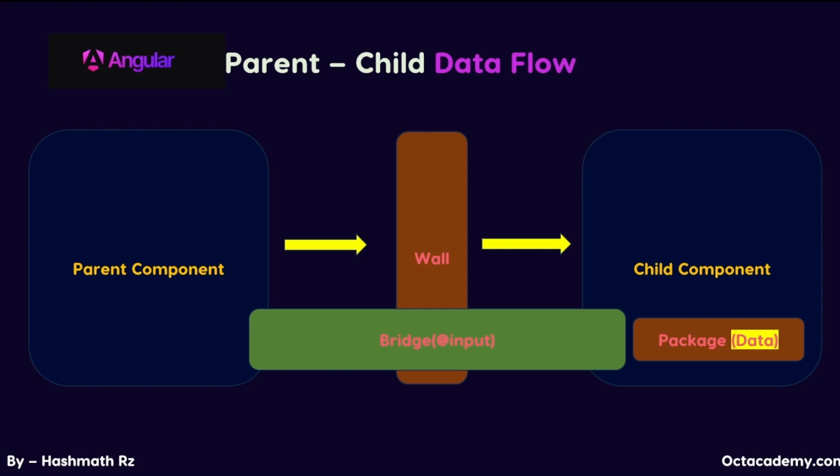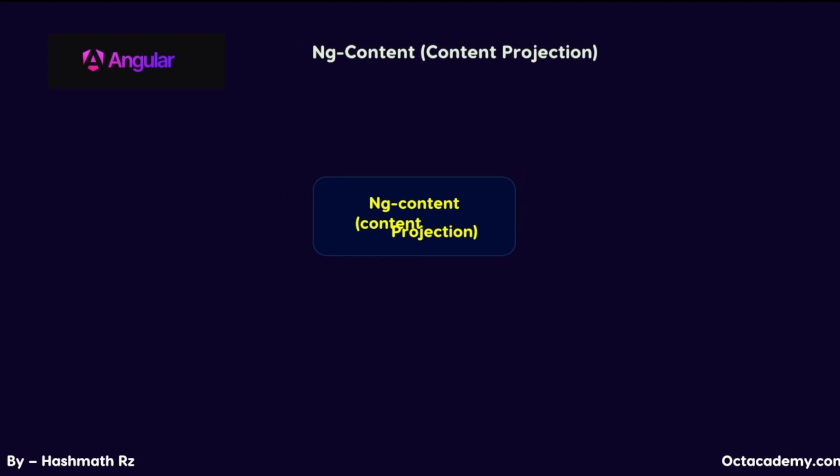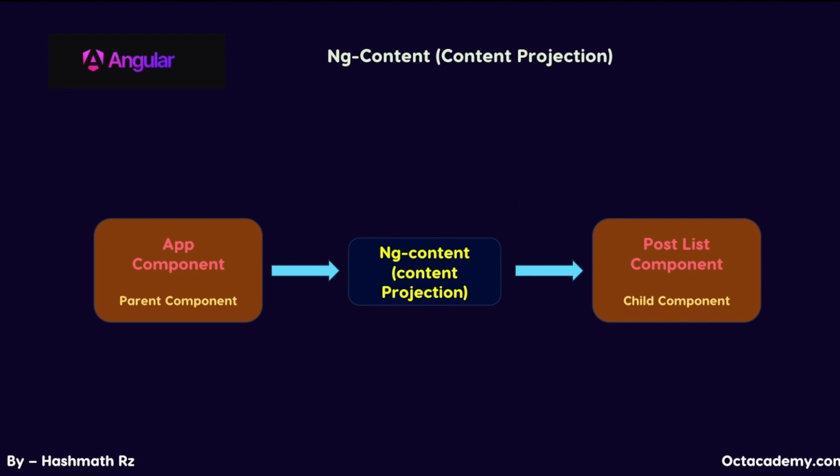Alright guys, now I hope you have a clear picture about how to share data from the parent component to the child component and vice versa. So in this lecture, let's look at another approach to sharing data from parent to child component, which is using ng-content, or the content projection approach in Angular. So what the heck is this ng-content? Well, think of it as a special window in our component that allows us to pass a piece of data from a parent component directly into the child component.